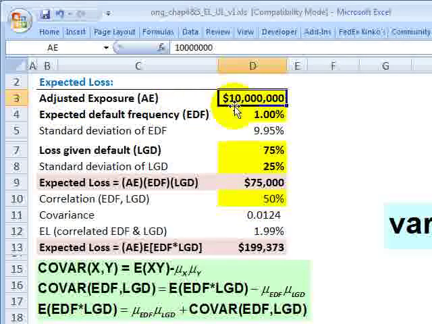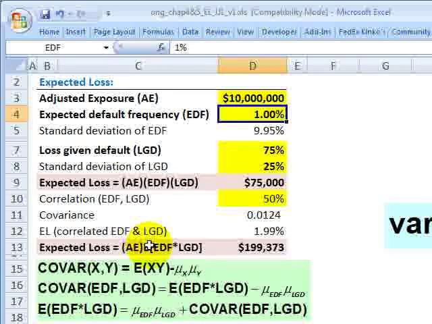As usual, those are in yellow. First, I have an adjusted exposure of 10 million. And recall, the adjusted exposure is going to be all of the bank's outstandings plus some portion of its commitments, specifically the usage given default multiplied by the commitments.